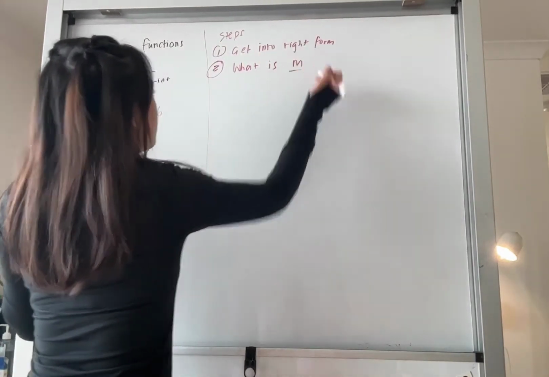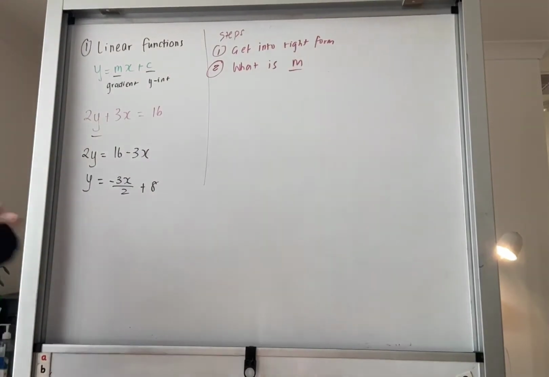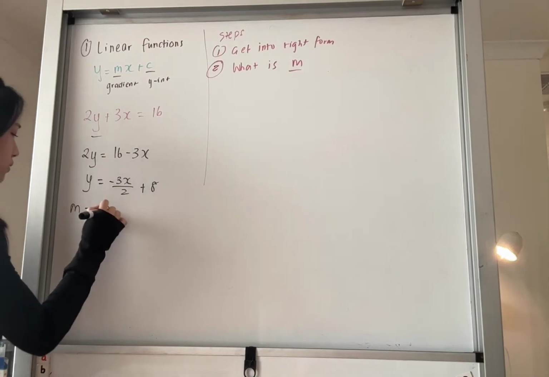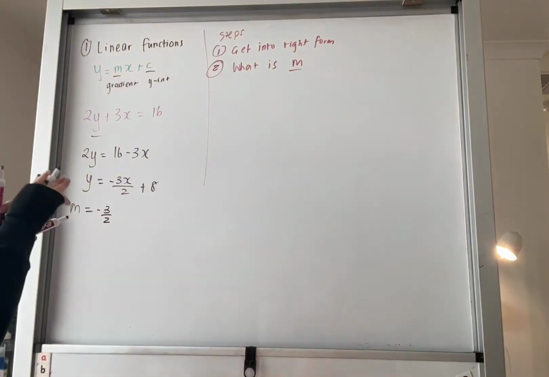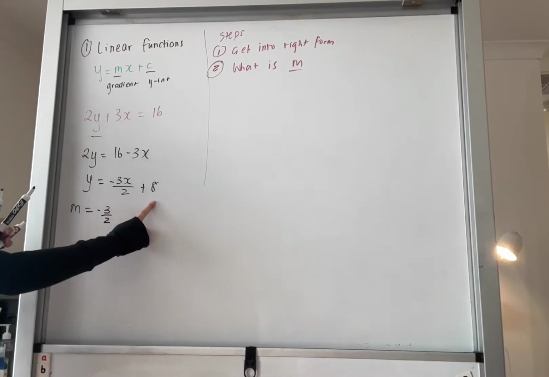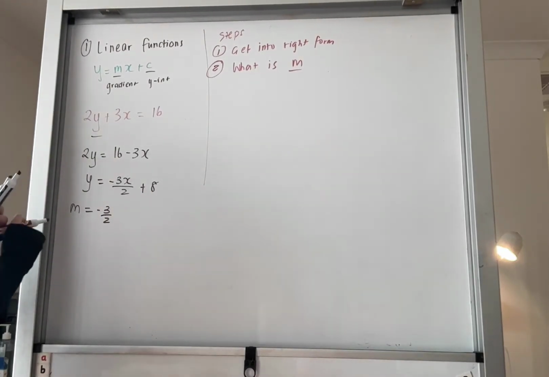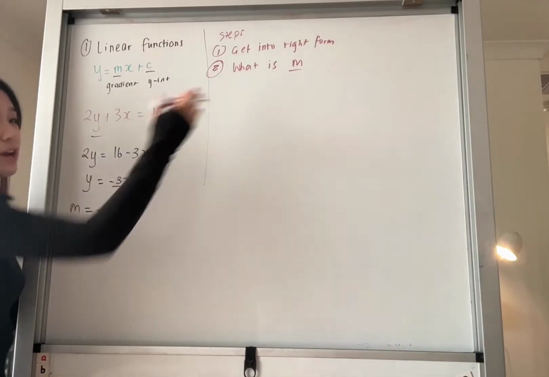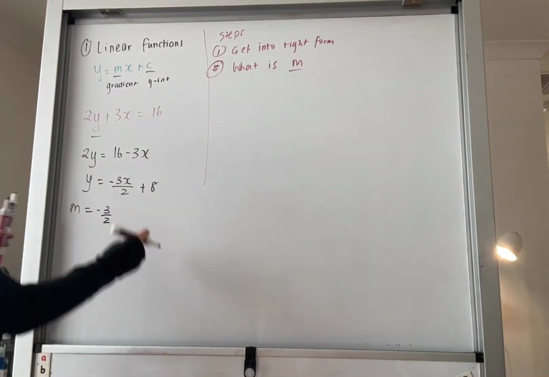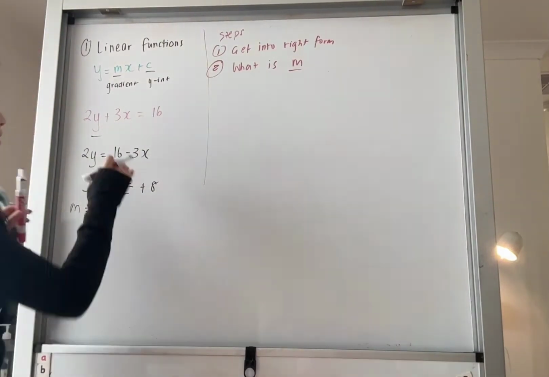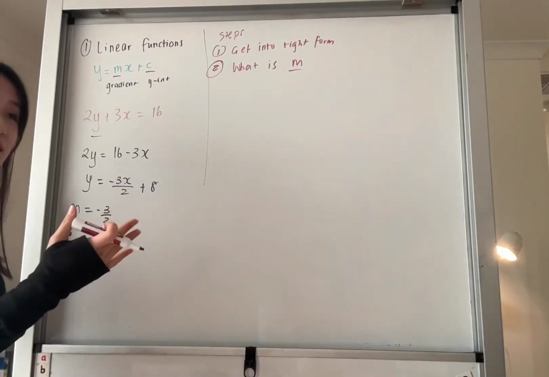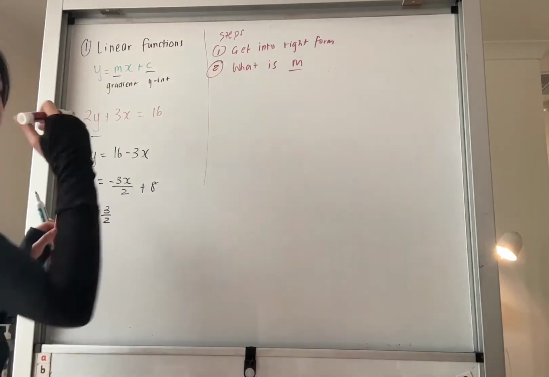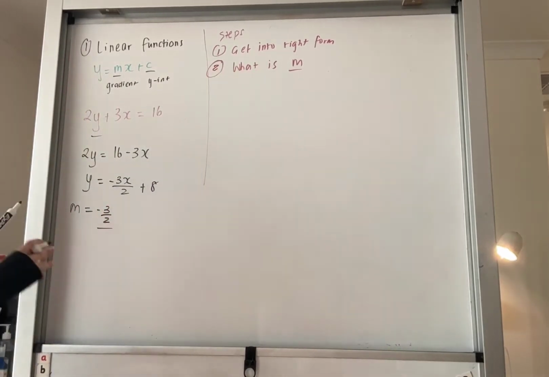It is m. So I'm just going to write it down quickly over here. My gradient is negative 3 over 2, and your y-intercept, you can see clearly, is just 8. The reason why I say what is the gradient is because a lot of students just see the gradient and start sketching. They get into this form and then they sketch. But you need to be aware if it's a positive or a negative graph, because this gradient here is negative.